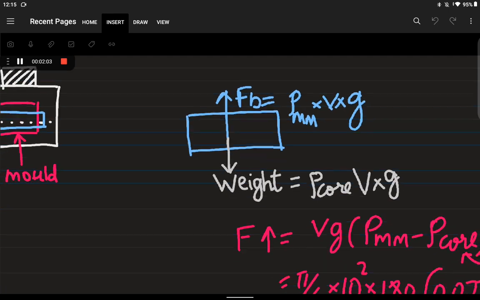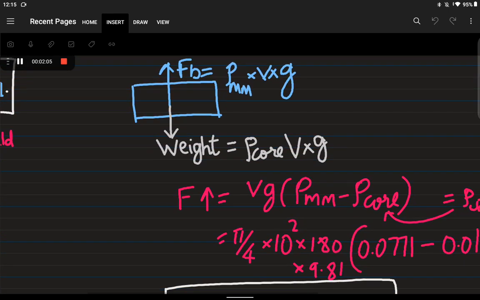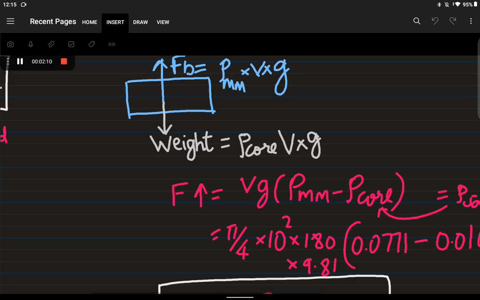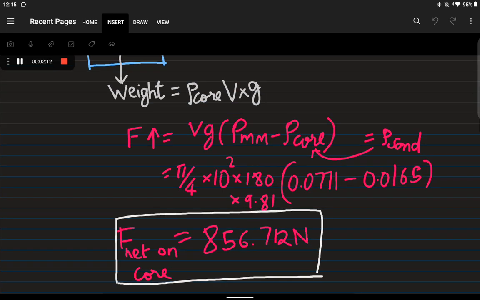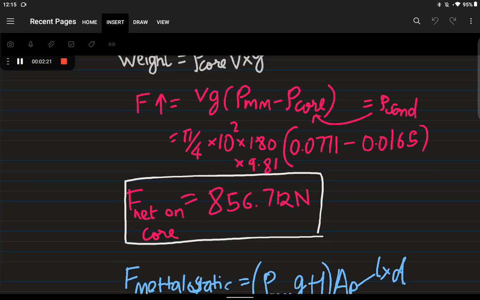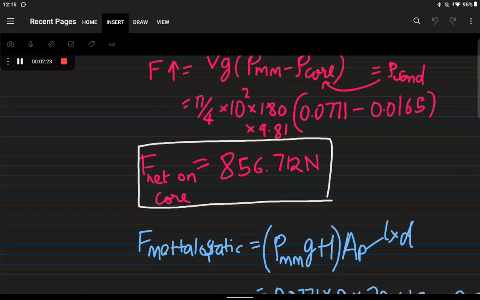So we can find the net upward force acting on the core by subtracting both of them. This is basic maths, you can do it, I guess: 5/4 into 10 square into 180 into 9.81 into the density. On doing this, we have the net force on the core as 856.712 Newton, and this force is acting in the upward direction. This is the first force acting in the upward direction.